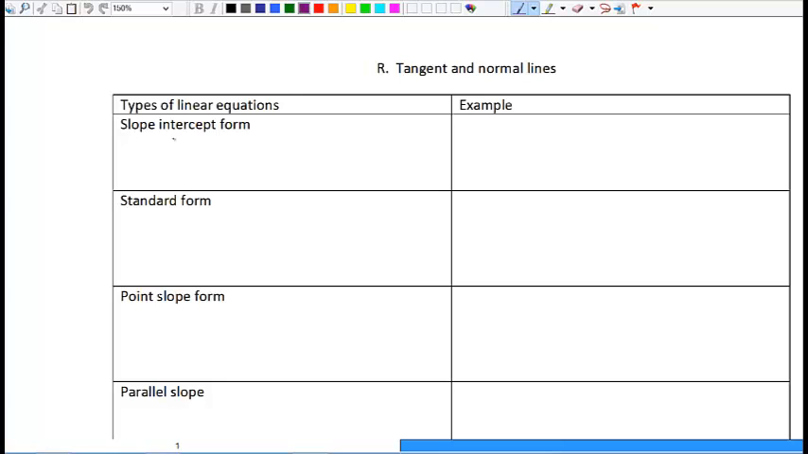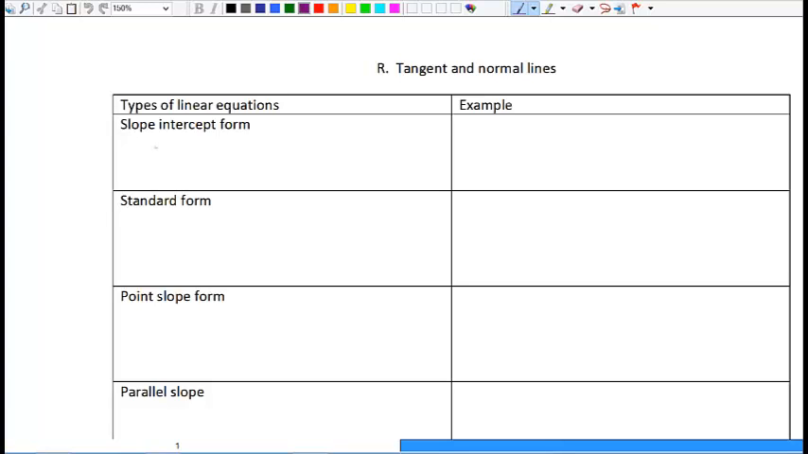In calculus, we actually spend a lot of time writing equations of lines. So I wanted to take a few minutes and review with you the different types of lines and different concepts that one should be familiar with going into calculus, and basically review some things you've seen before.